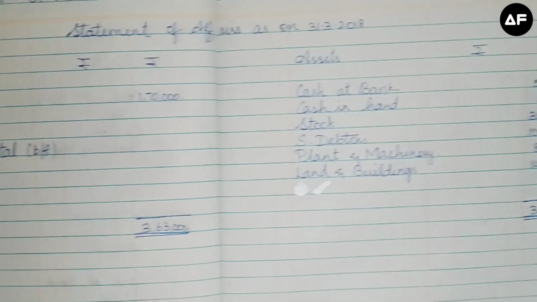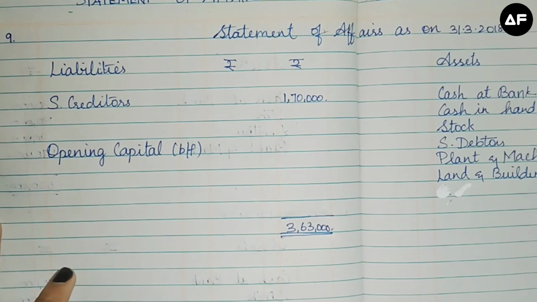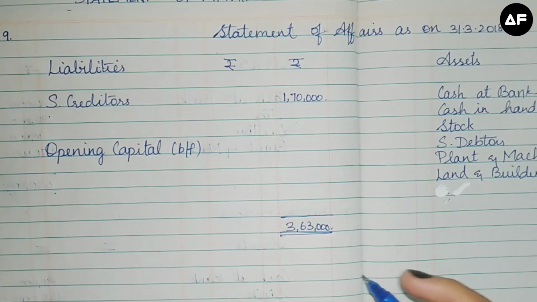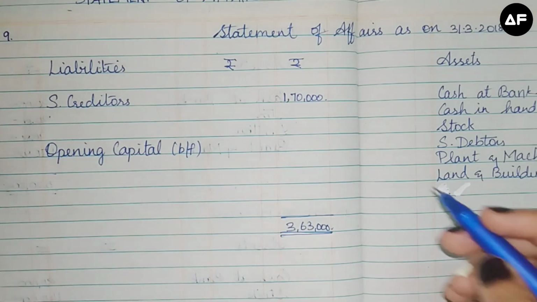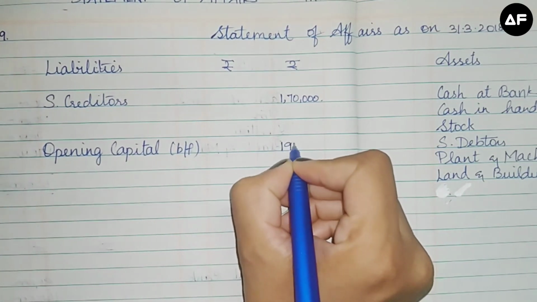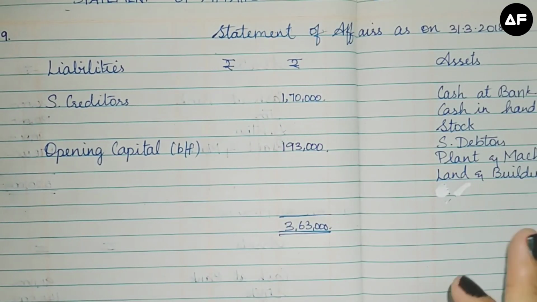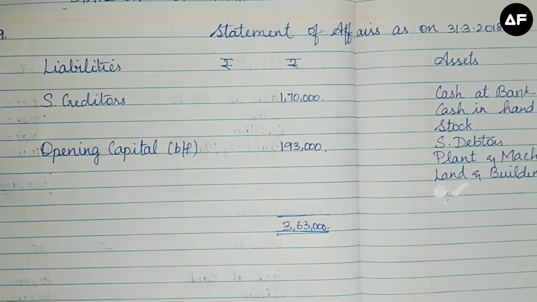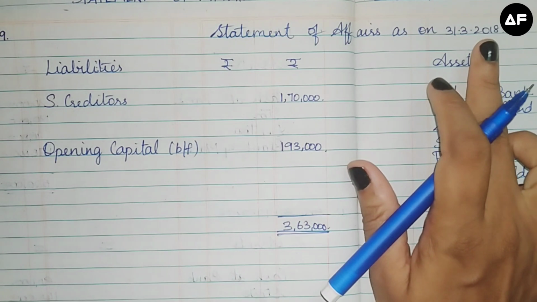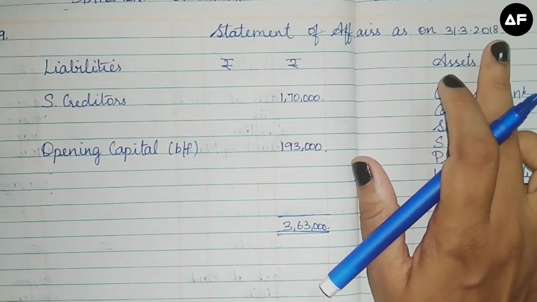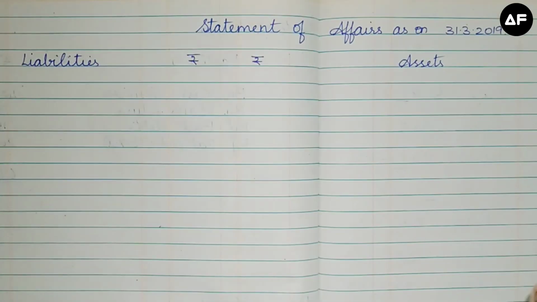Now when you're going to the liability side, it is only going to be sundry creditors over there. So 363 minus 1,70 is going to be 1,93,000. So this 1,93,000 is nothing but my opening capital. So with the opening capital being done, I'm going to start a statement of affairs for 31/3/2019, which will include all the adjustments also.